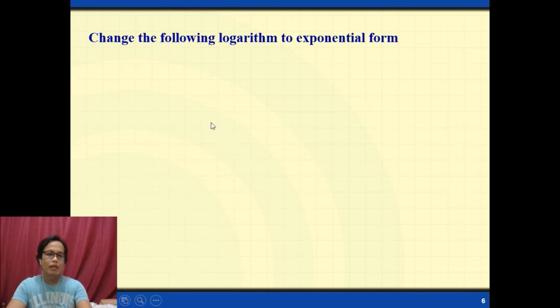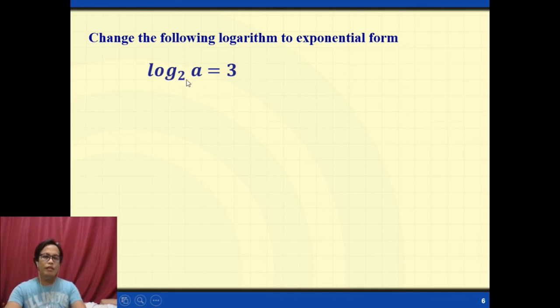inverse, ang bali. We need to change the following logarithm to exponential form. So we are given a logarithmic form, we need to change this one to exponential. How to do this? For example, we are given log of a base 2 equals 3. Our base here is 2, the exponent here is 3, and this is our power. So of course, when we write this one to exponential, that gives us 2 cube equals a. 2 raised to 3 equals a.